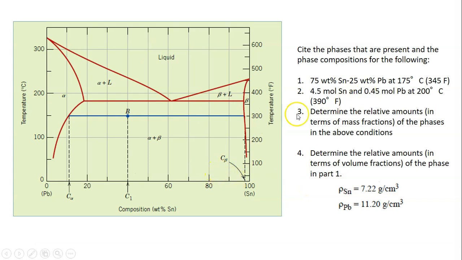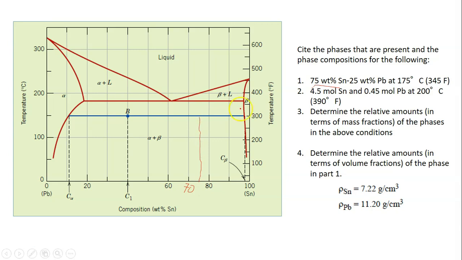Okay, here's another example. Cite the phases that are present and the phase compositions for the following. The first one, 75 weight percent of tin, 25 weight percent of lead at 175. Okay, so let's look at this 75 weight percent of tin. So this is 100%, this is 80, this is 70. So 75 is probably somewhere here. Oh, the line is not so straight.